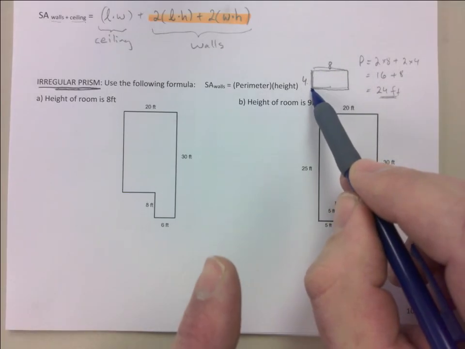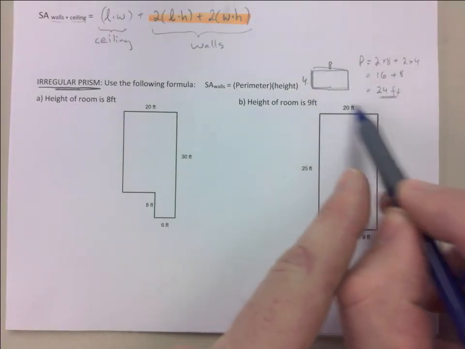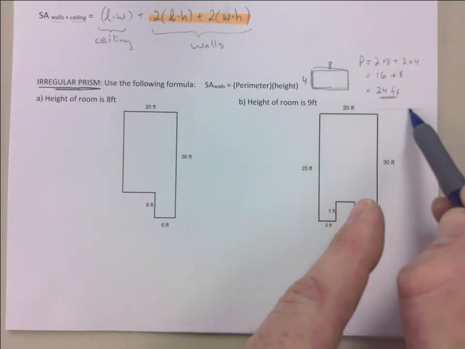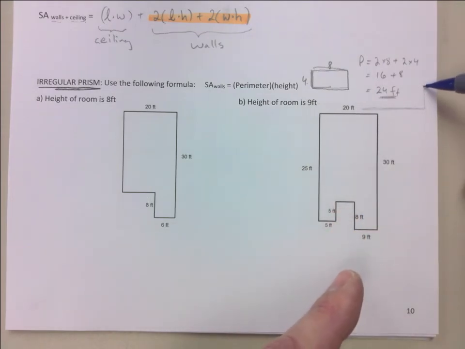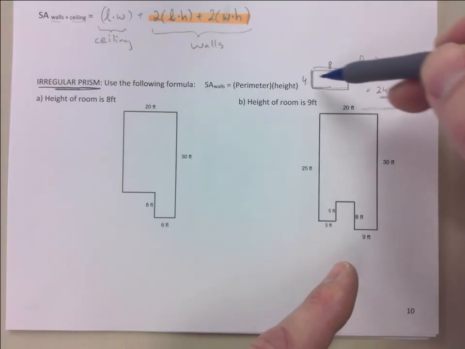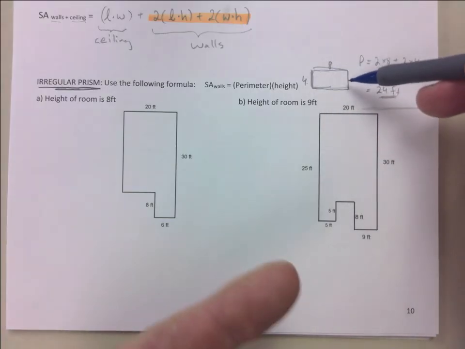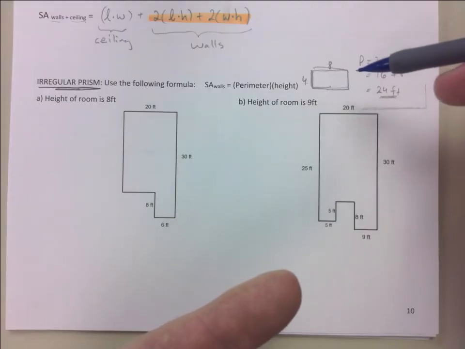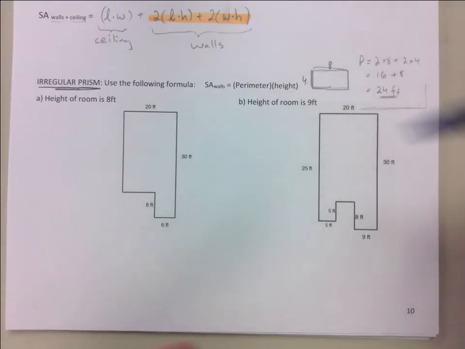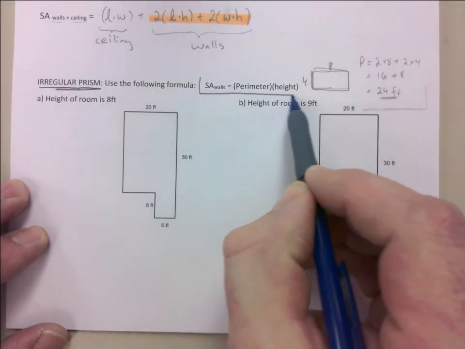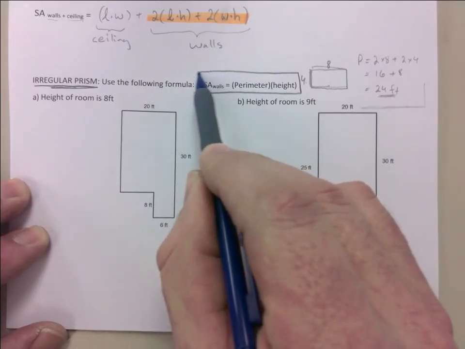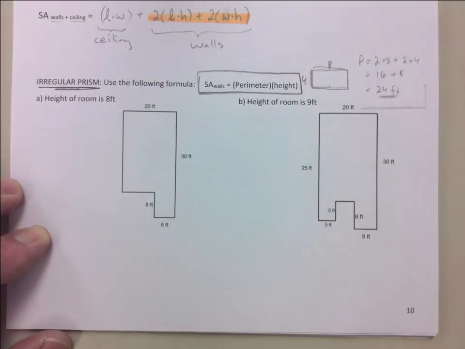So it's almost as if I'm taking this and I just make it one long 24-foot wall, and I will add a height to it. So I multiply the 24 by whatever the height is. The height is going to come up to us like this. So that's why this shortcut, this one right here, I would like you to have that on your study sheet.